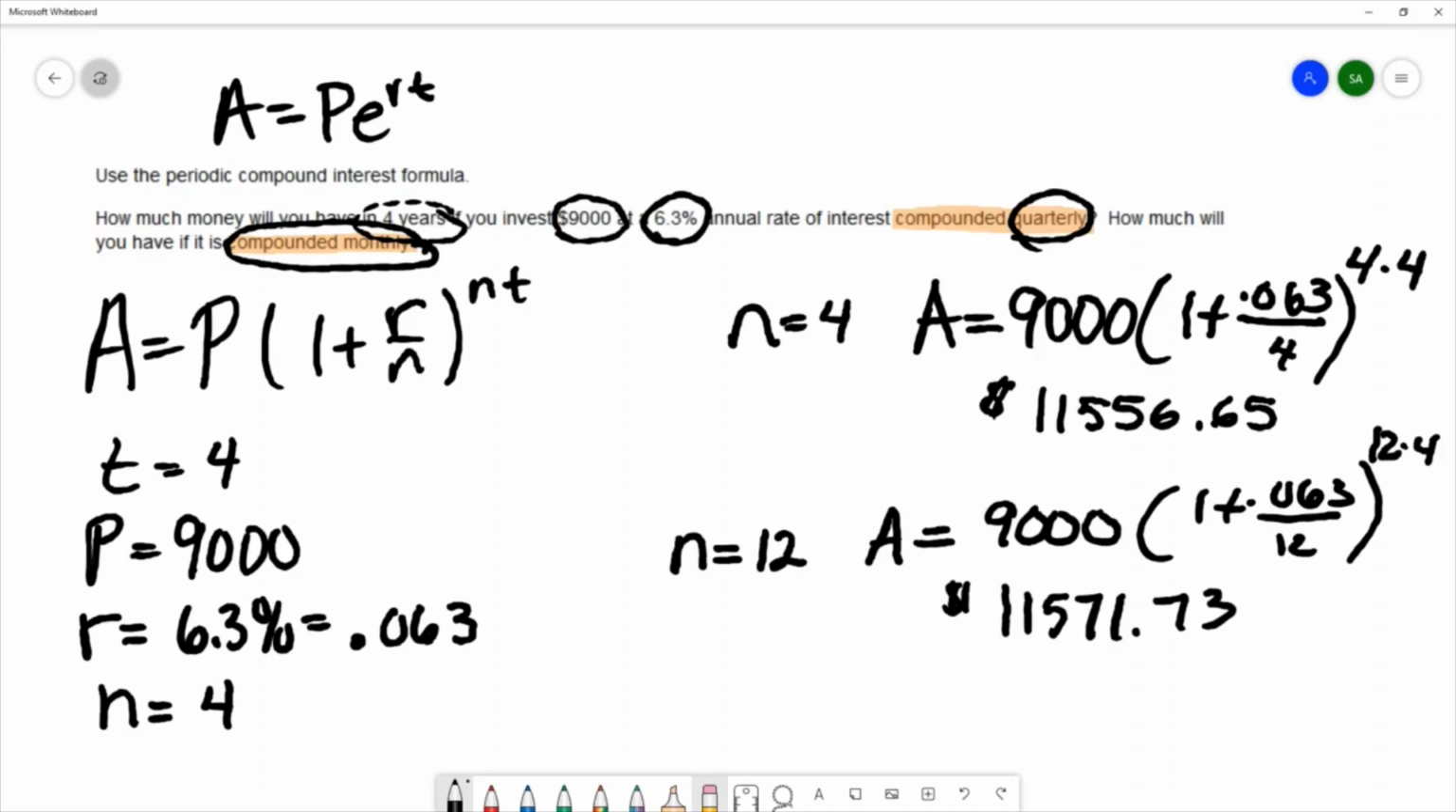So if you compare these two values, you can see that you get a little bit more money by compounding monthly versus compounding quarterly. When your interest is compounded more often, your account can grow a little bit faster.